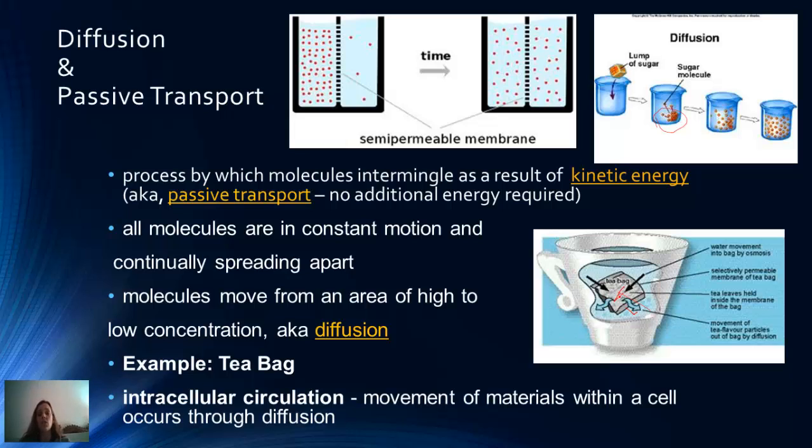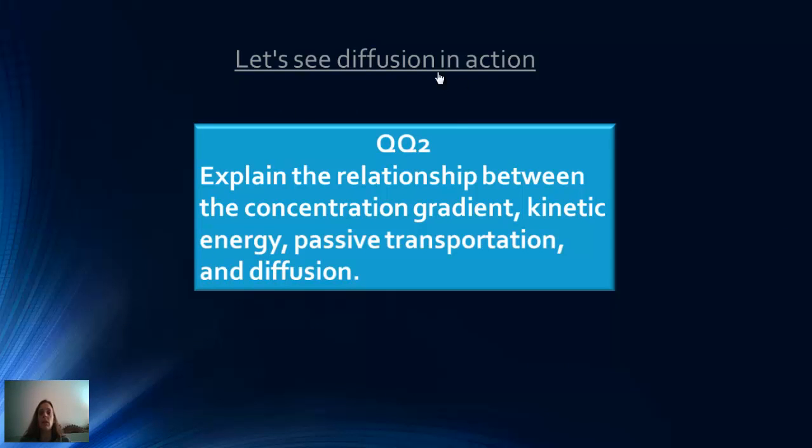So intracellular circulation happens in the same process. The movement of materials within a cell can happen via diffusion, depending on the materials, depending on the molecules. So as those molecules are moving through the cell, they're bouncing off of each other, creating this kinetic energy, which is a form of passive transport, and that is creating diffusion within the cell. So let's stop and take a look at diffusion in action.